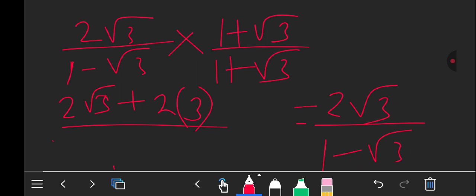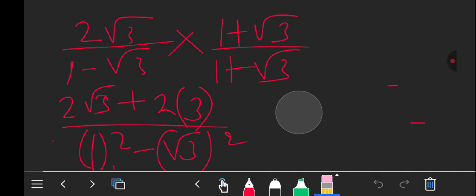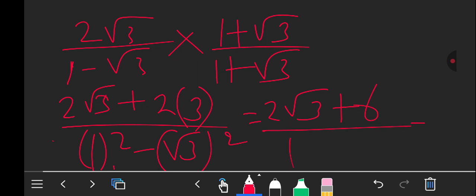Then the denominator is just a difference of 2 squares: 1 minus square root of 3 multiplied by 1 plus square root of 3. So we can say 1 squared minus square root of 3 squared. Now we can simplify this. This will be equal to 2 square root of 3 plus 2 times 3, that is 6, over 1 minus, the square root can cancel with the power there, remaining with just 3.